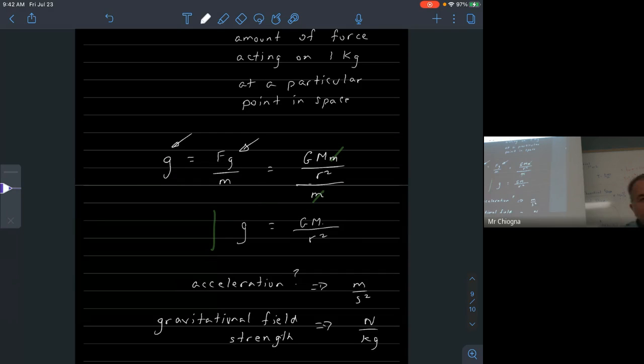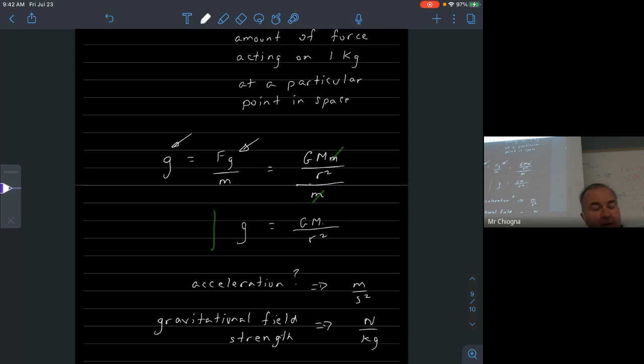It's just another way of looking at the same thing. Acceleration expressed in terms of newtons. Gravity is just the force pulling down on basically nothing. Gravitational field strength is the amount of force pulling down on a kilogram, on each kilogram.